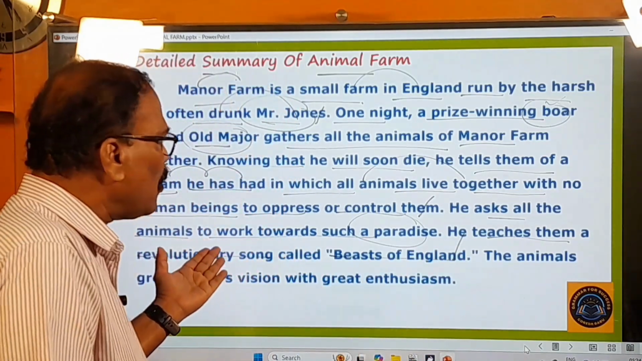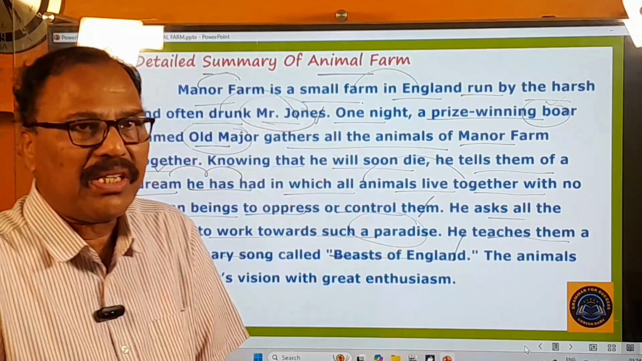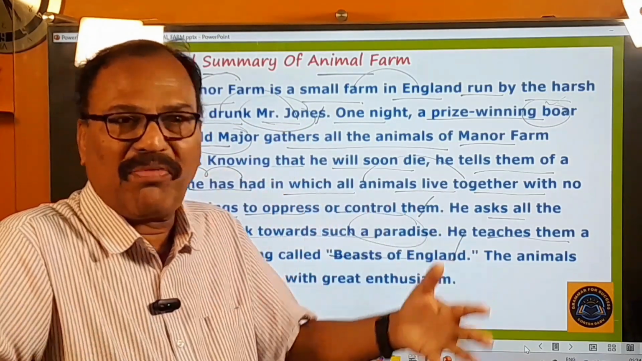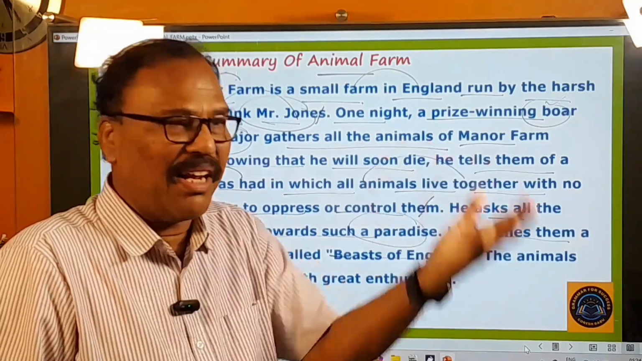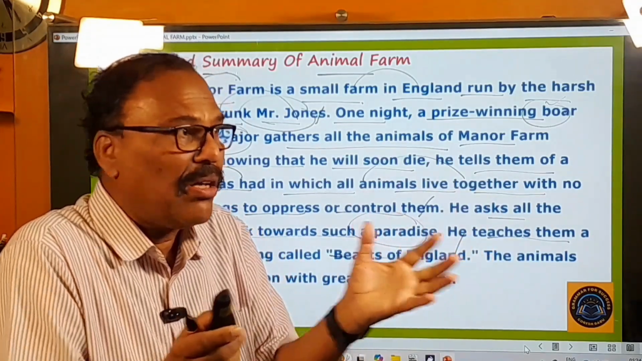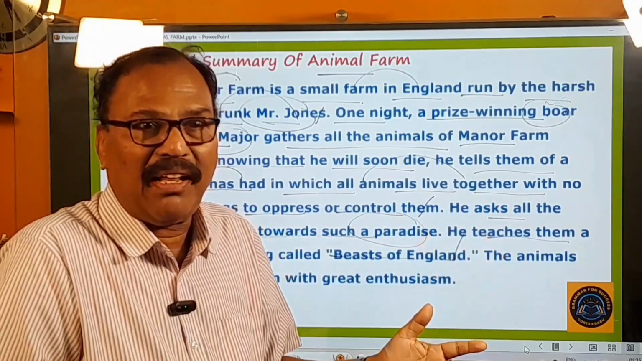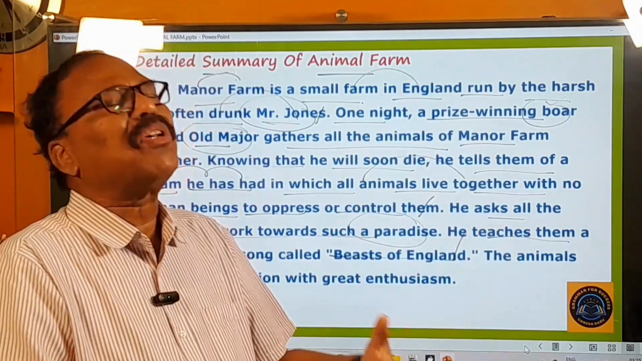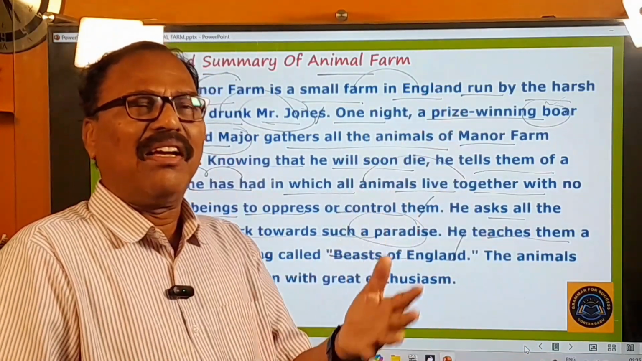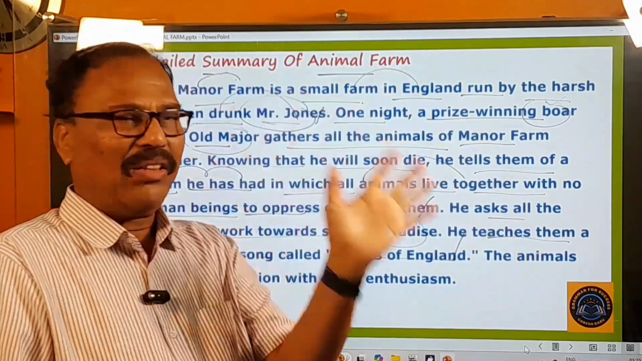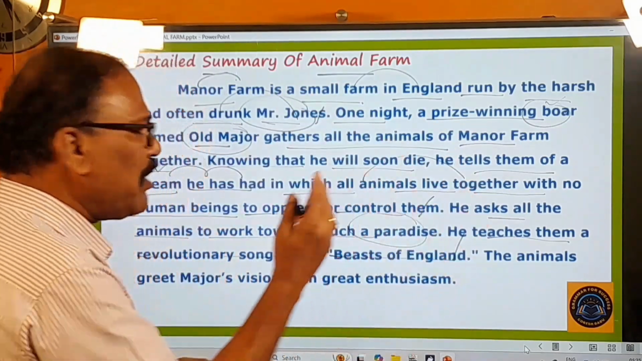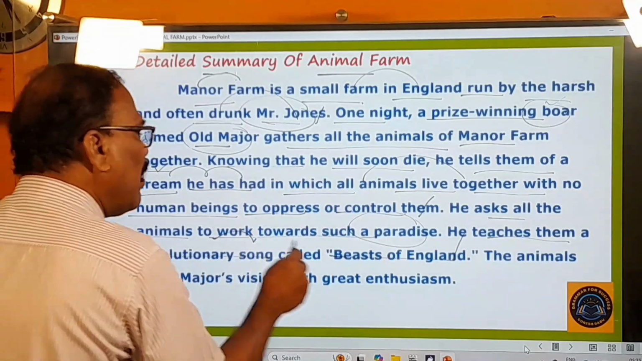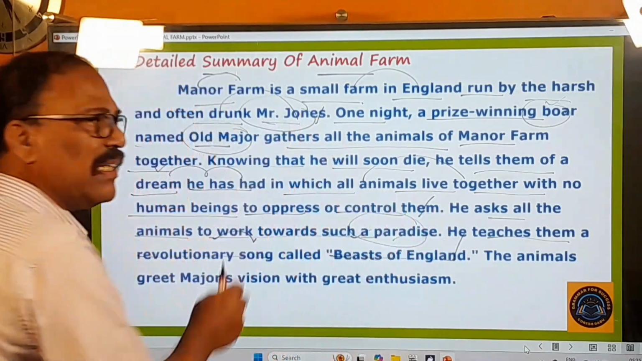Here he also teaches them a revolutionary song, just like our Govt has taught the people of Telangana. Badram Koduko, some song is there. He is asking the people of Telangana to be on the alert, to be careful. There are so many revolutionary songs in Telangana, in Andhra and all that. That's a different matter, but I am just giving you one example. Here he teaches them a revolutionary song, Beasts of England.